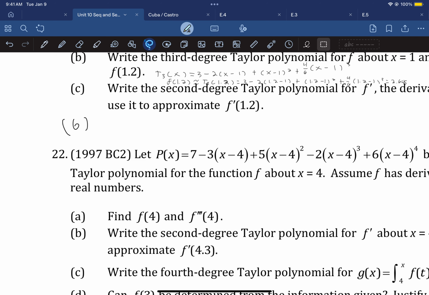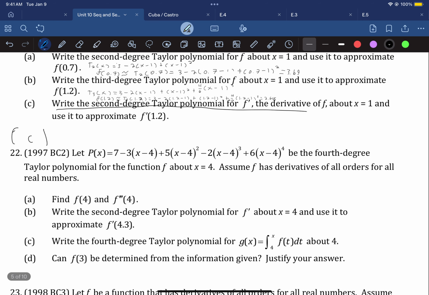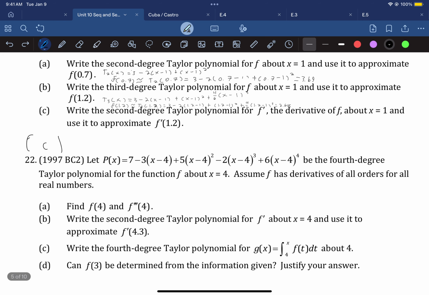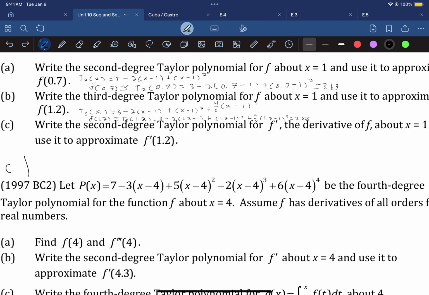Okay. And then now let's solve C, the final part of this question. Write a second degree polynomial for f prime, the derivative, at x equals 1, and use it to approximate f prime of 1.2. So this is actually a really good one, because this has us using our third degree Taylor polynomial, right? Because if we have the third degree Taylor polynomial and then take the derivative of it, T prime of 3, we'll essentially have a degree of 2, right? Because that degree will be knocked off.